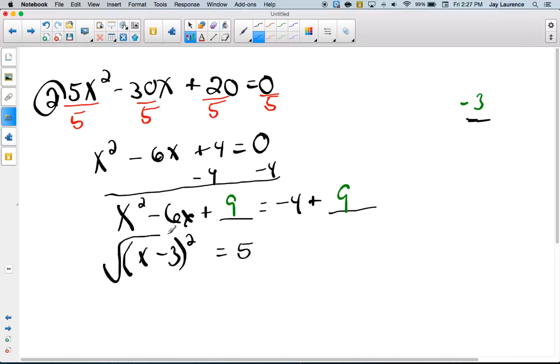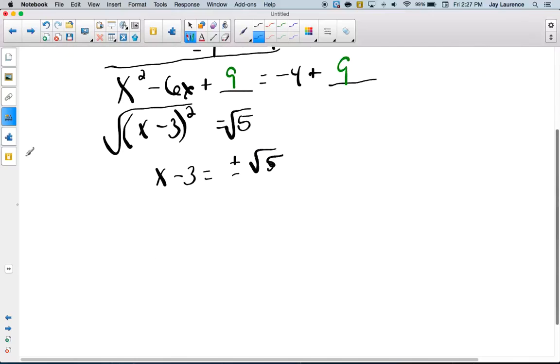I'm going to take the square root of each side. So x minus 3 is going to equal plus or minus the square root of 5. I can't simplify the square root of 5. It's supposed to be a 5. Well, it looks a little bit better.